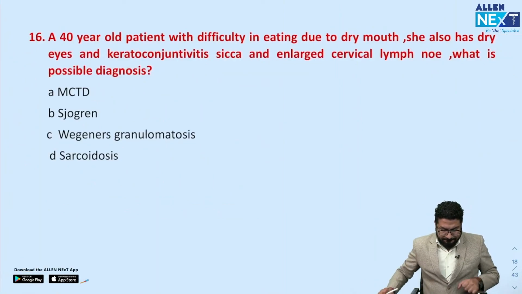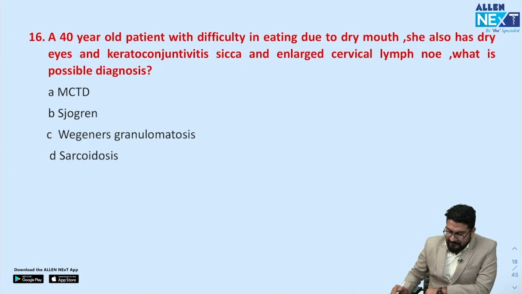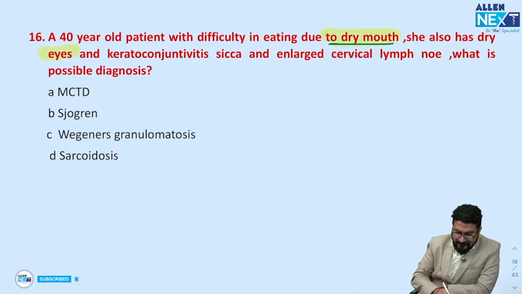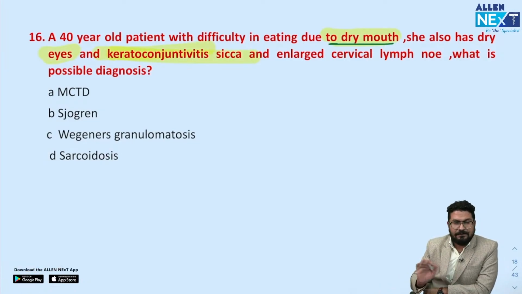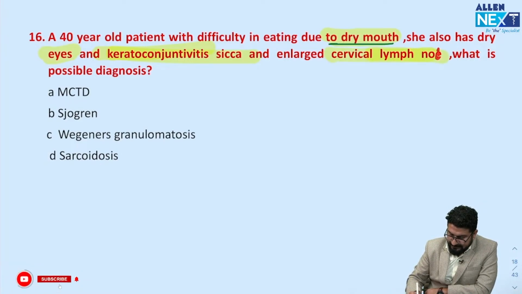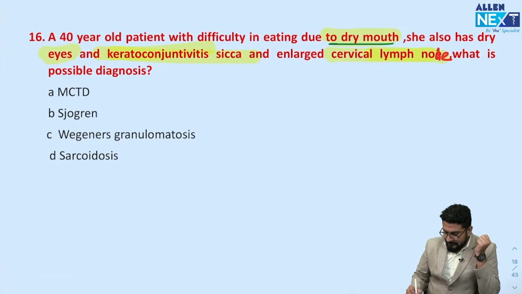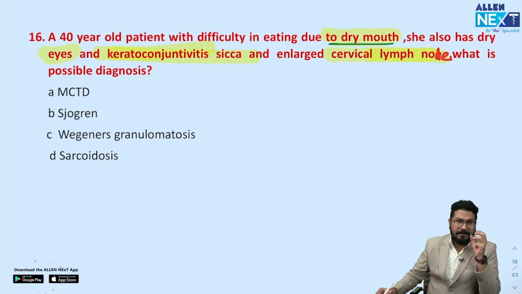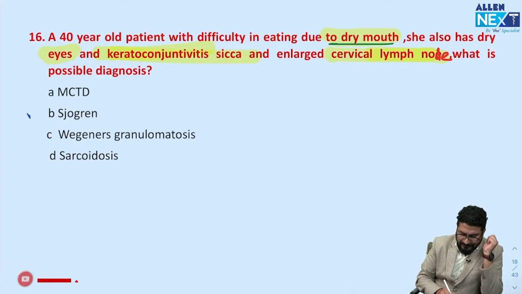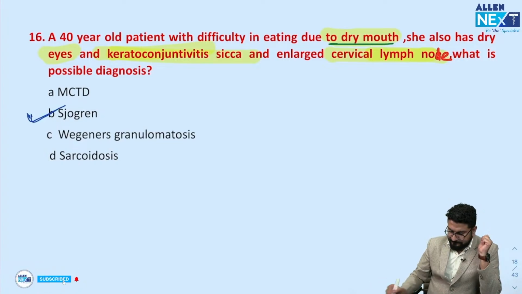Okay, moving ahead. 40-year-old patient with difficulty in eating due to dry mouth. So the first hint in the MCQ you are getting is dry mouth. She also has dry eyes, keratoconjunctivitis sicca. So there cannot be an easier question than this. Then the cervical lymph node. Cervical lymph node means maybe the patient is developing some sort of marginal zone lymphoma, and marginal zone lymphoma is very common in a patient with Sjögren's syndrome. So all these are features suggestive of Sjögren's syndrome.